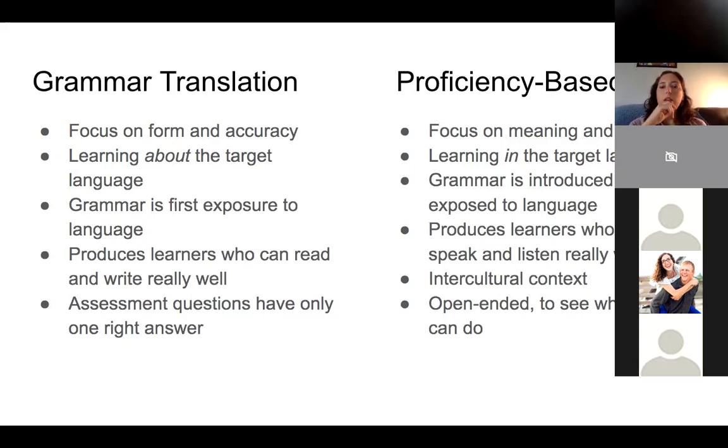When I was teaching Spanish, and now that I'm teaching ESL, I have to use English because I have students from a variety of backgrounds. Not everyone has the same home language.